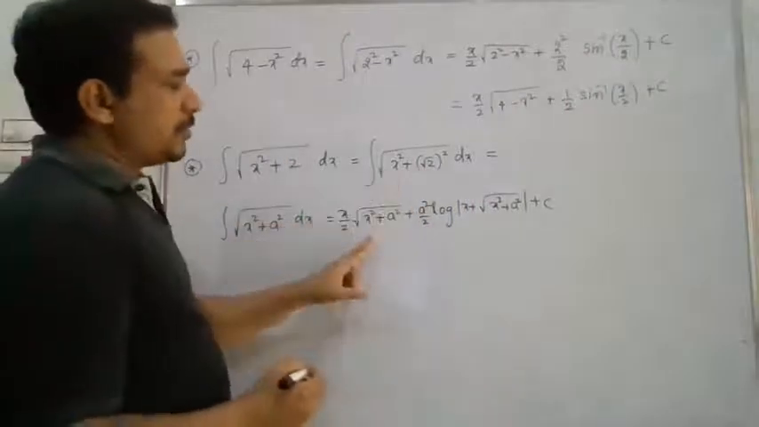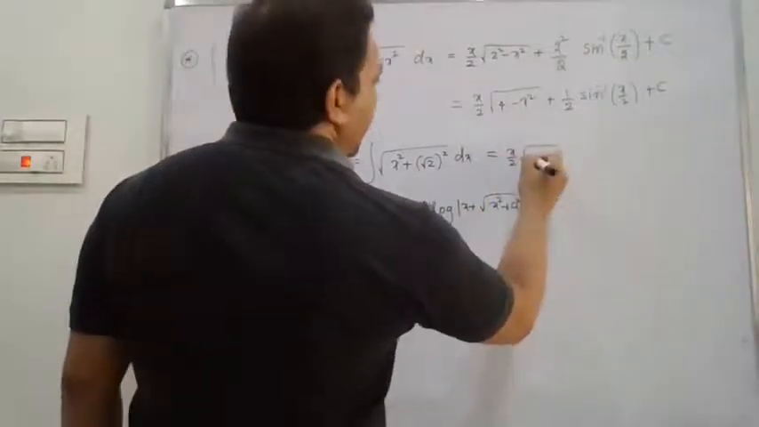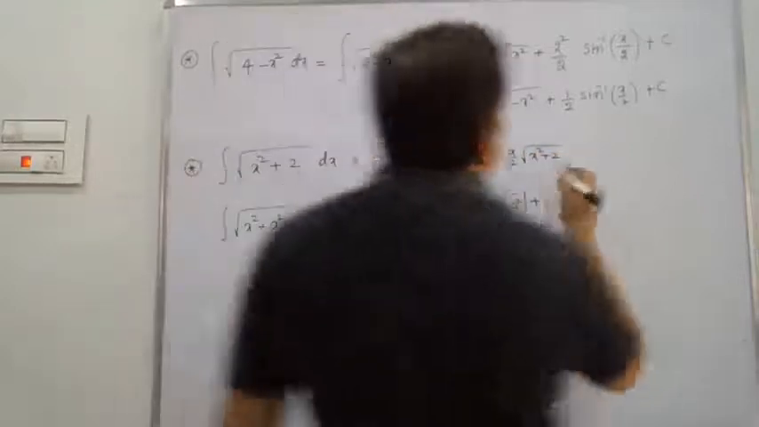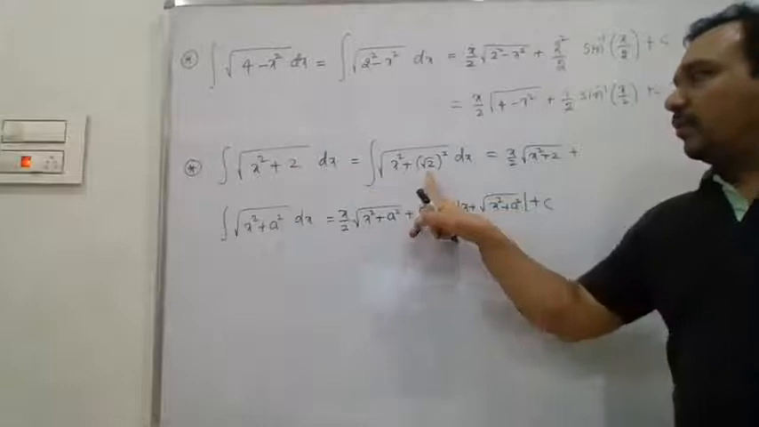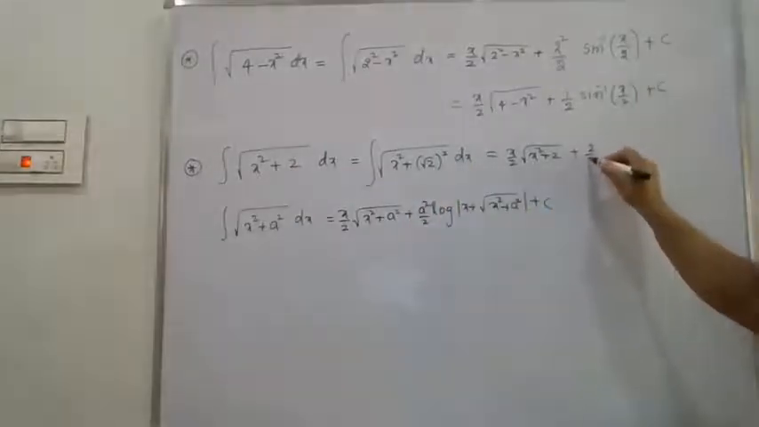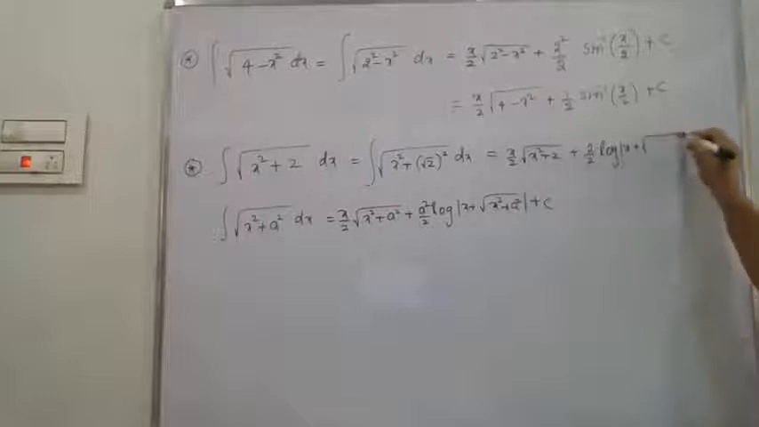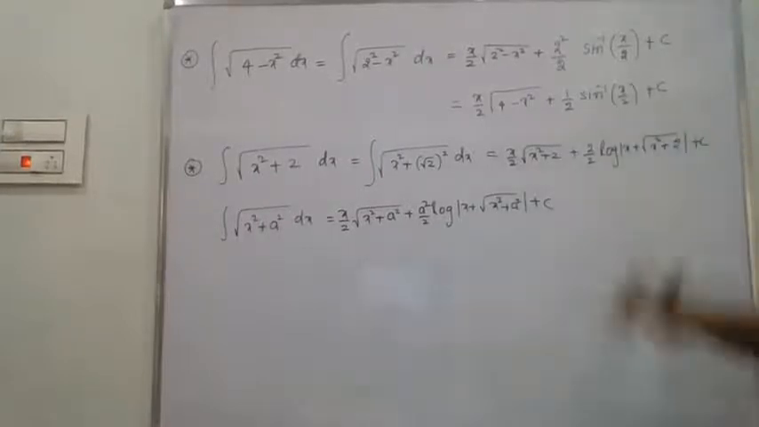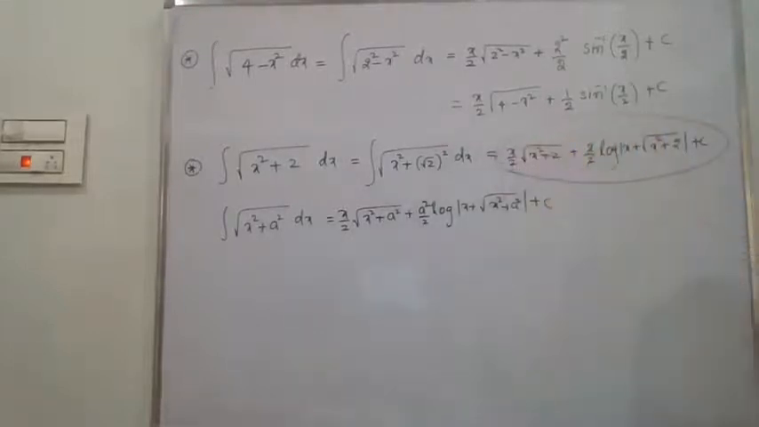So what is the answer here? Instead of a, we need to substitute root 2. That's it. So the answer is x by 2 into square root of x square plus 2, plus a square, meaning root 2 whole square, which is 2. 2 by 2 into log of x plus square root of x square plus a square plus c. So 2 and 2 get cancelled. So this is the final answer.